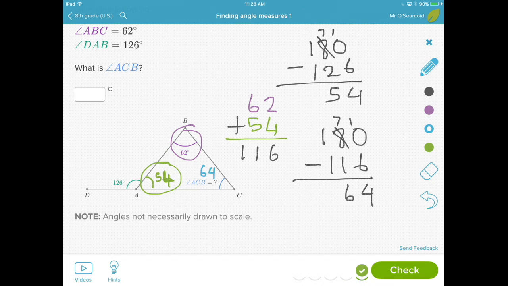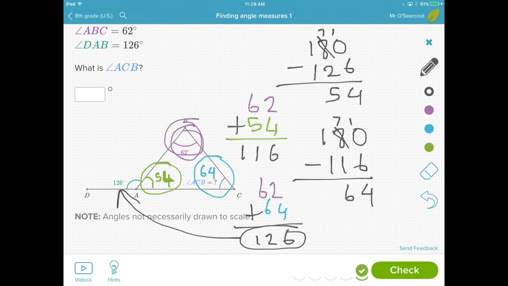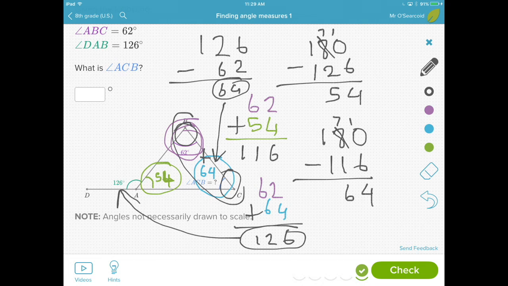Now, if we are observant, we will notice that 64 plus 62, so that's 62 plus the 64 we just found out, actually add up to 126, which makes a lot of sense, really, because the internal angles of the triangle are 180, the straight line is 180, so all we really needed to do was do 126 minus 62, and that would give us 64, and that is the quickest way to do that in this particular problem. But it's good to know the math behind it also.